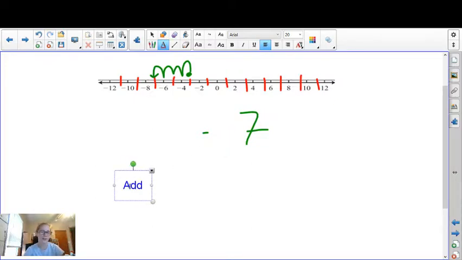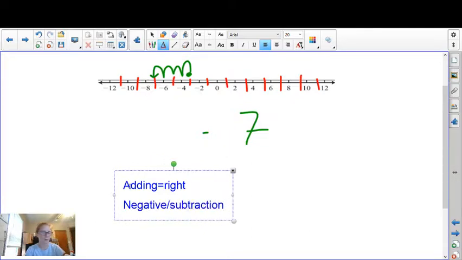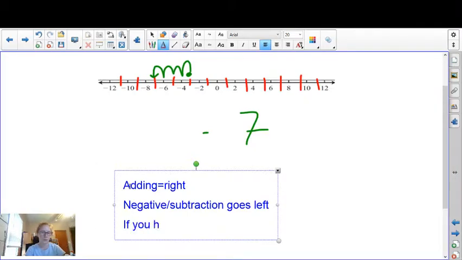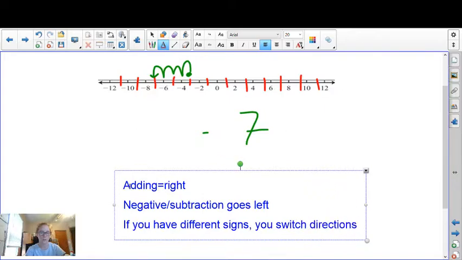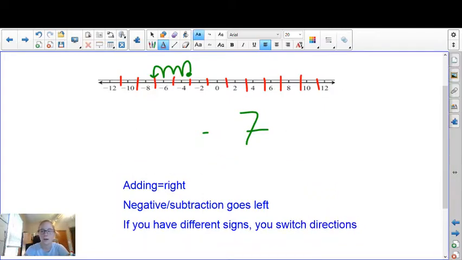So we know that adding means to go right. A negative sign or a subtraction, depending on whichever way you want to see it, goes left. If you have a different sign, like following each other, you switch directions.